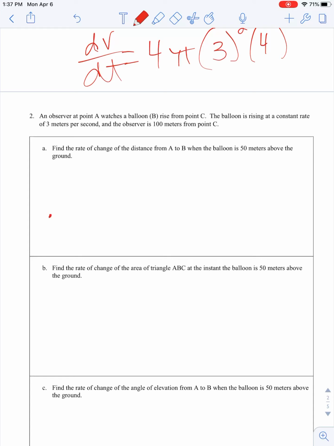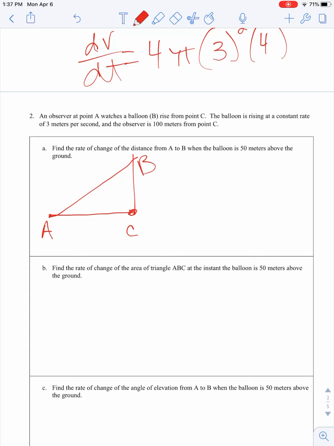We have an observer at point A who is watching some balloon B rise from a point C. So here's the point C over here, and the balloon is rising this way. So here's this balloon, and it's going up, up, up. We're going to take it at one moment when the balloon is only at a certain height. Okay, so I'm just drawing a triangle essentially, a right triangle. Here's the balloon. We'll say it's at B, and it's going up.